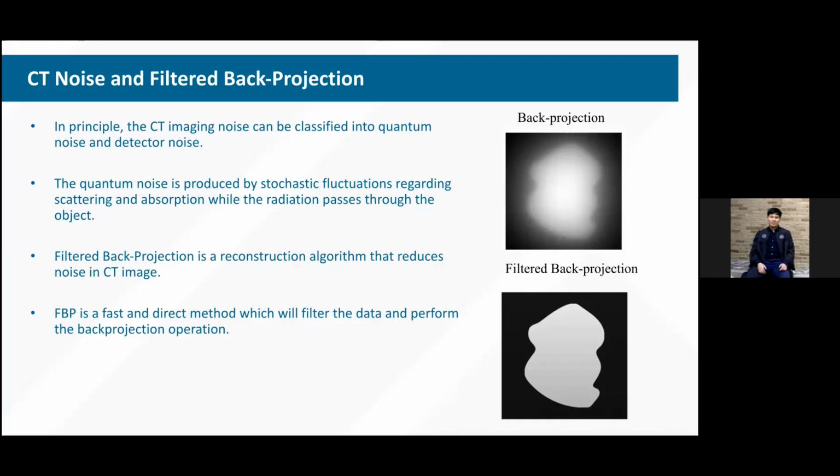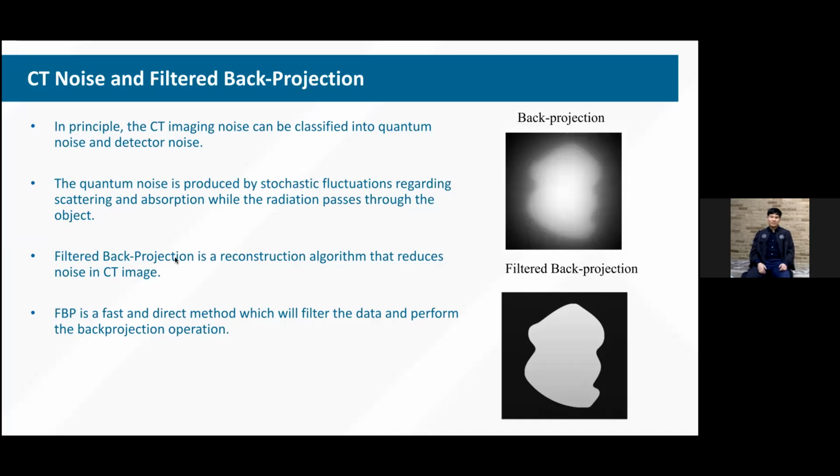In principle, the CT image noise can be classified into quantum noise and detector noise. The only noise we are going to talk about today is the quantum noise, which is produced by the stochastic fluctuations regarding scattering and absorption while the radiation passes through the object. Filter back projection, as we learned from the lecture, is the reconstruction algorithm that can reduce those kinds of quantum noise in CT imaging.